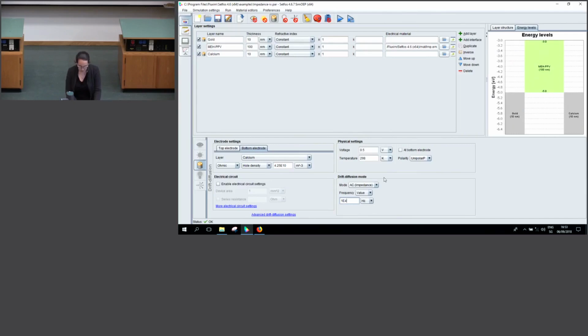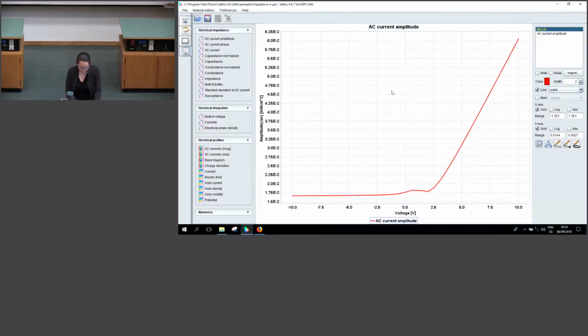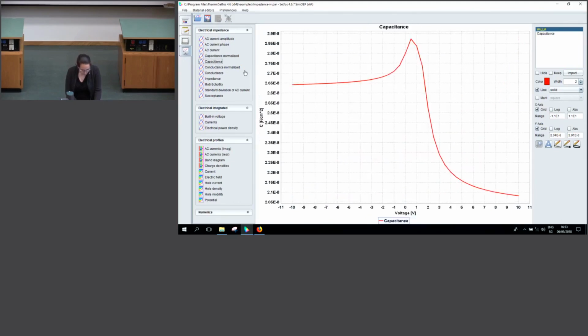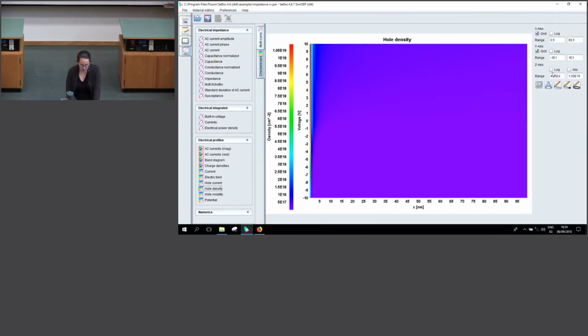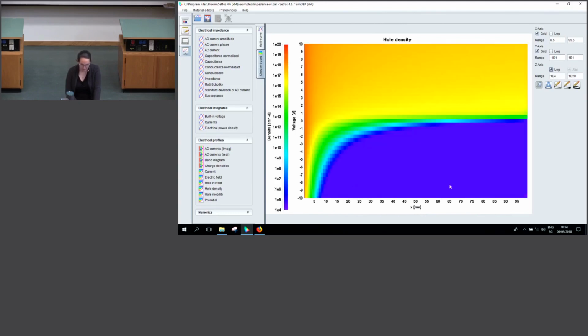Again, we just look now at one frequency and look at the same device. And then you can look first at the capacitance, and you see this geometrical capacitance value, and this peak that Beat showed already. And again, the interesting thing is then the hole density, where you can see that here the device is depleted, and above 0 or a bit more volt, you get a lot of charges in your device.